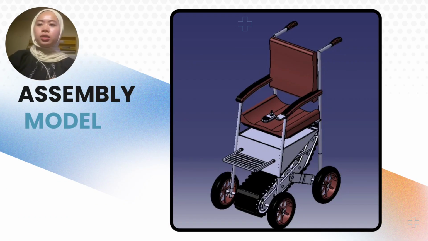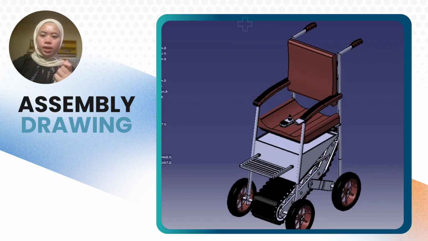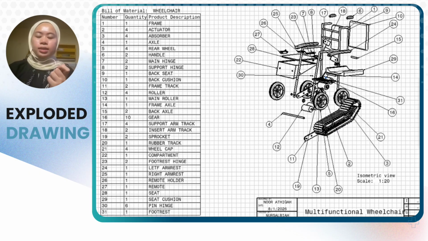This is the complete assembly model of our multifunctional wheelchair. This is the assembly drawing of the finalized multifunctional wheelchair. And lastly, this is the exploded drawing of the multifunctional wheelchair that includes the BOM table, bill of material table, that has clearly labeled the components.